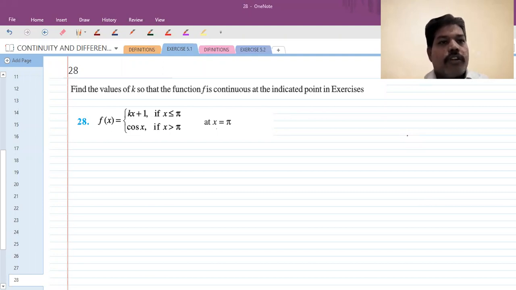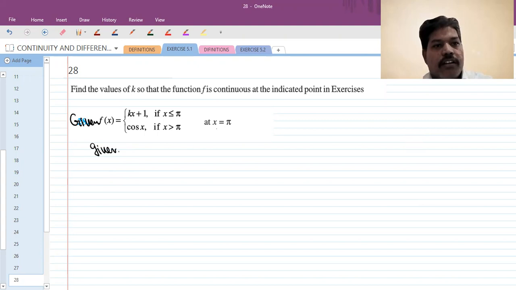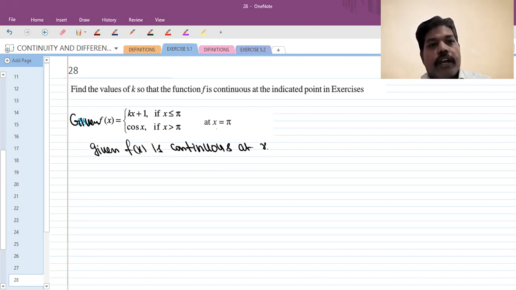So first you have to take that f of x is equal to kx plus 1 if x is less than or equal to pi, and cos x if x is greater than pi. So what is the condition they are giving? They are given one more condition: given f of x is a continuous function at x is equal to pi.